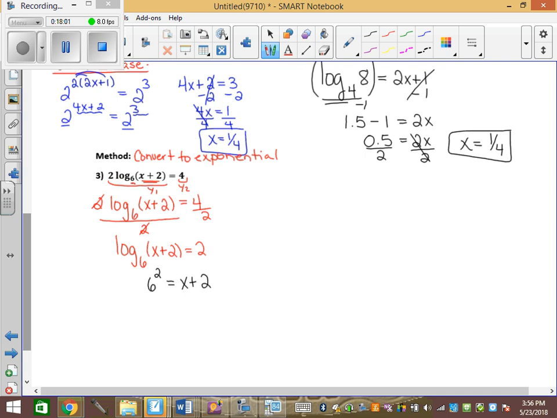The base of my log becomes the base of my exponent. What's with it doesn't stay with it. What it's equal to becomes the exponent. So now I have 36 equals x plus 2. Subtract 2, and I get x equals 34. And I can check it with my calculator. All right.